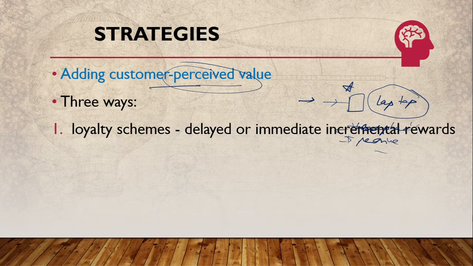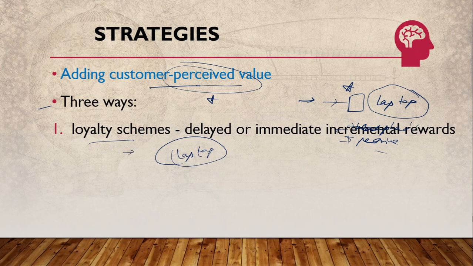So some of the ways in which the customer perceived value can be added are three ways that are generally used. The first one is the loyalty scheme. Let us say, let us take a case of a laptop.